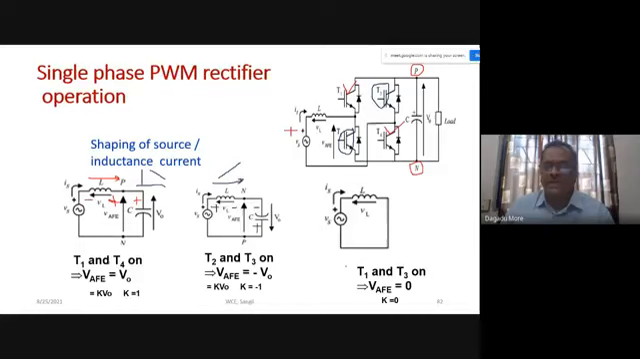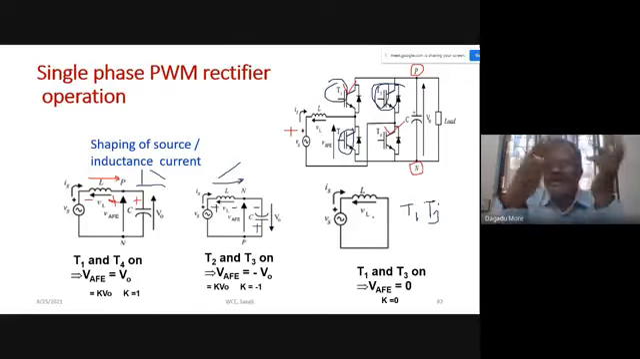Now let us assume the third case, where T1 and T3 are on, the upper two are on. So what will happen? Our inductor will be shorted. So whenever we have this third configuration, T1 and T3 on, our inductor will be shorted, and depending upon whatever energy is stored, the current will be maintained in that direction. So we have considered how the inductor current can be shaped.